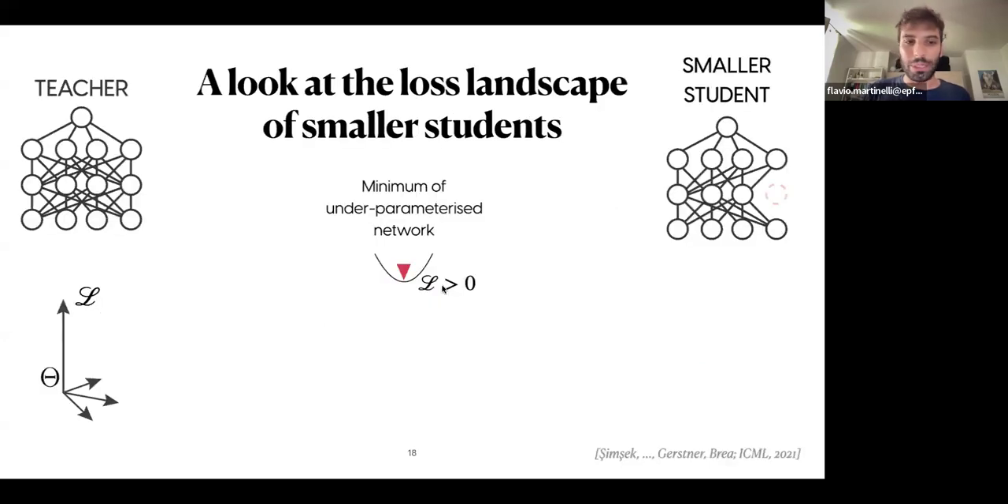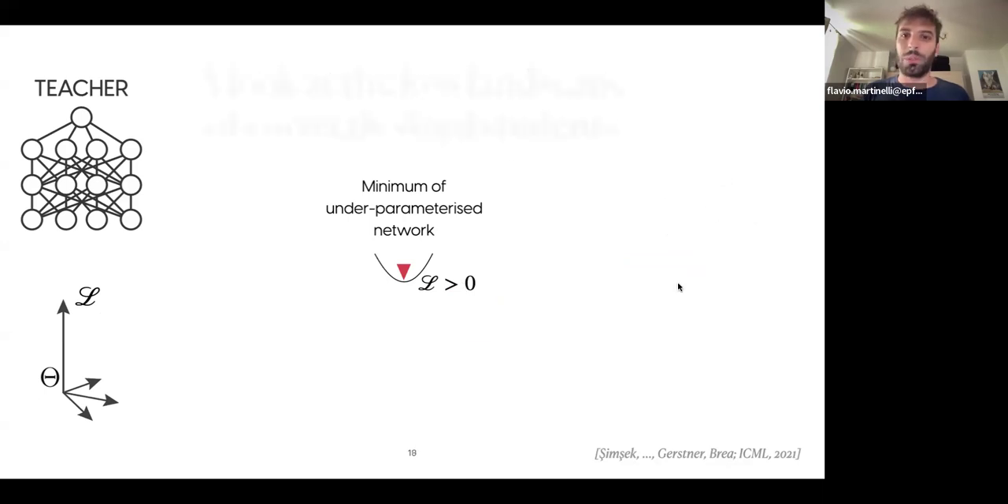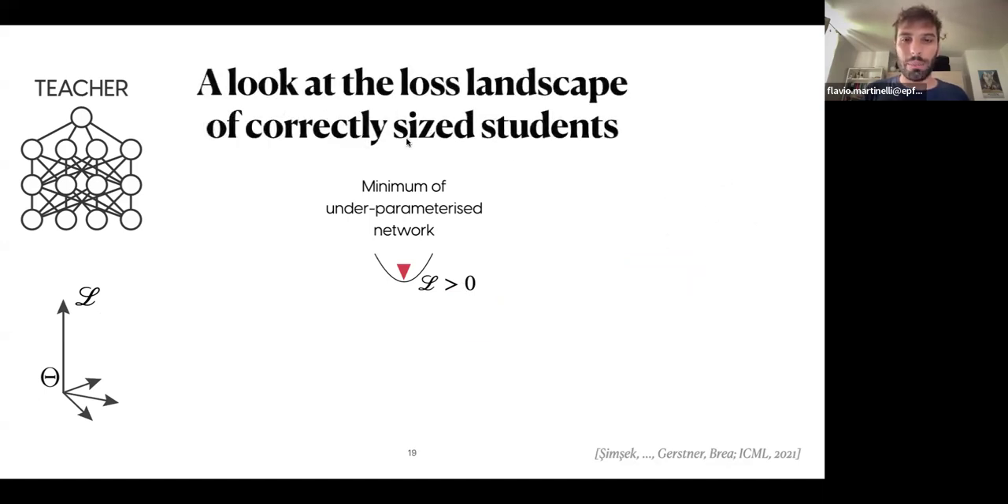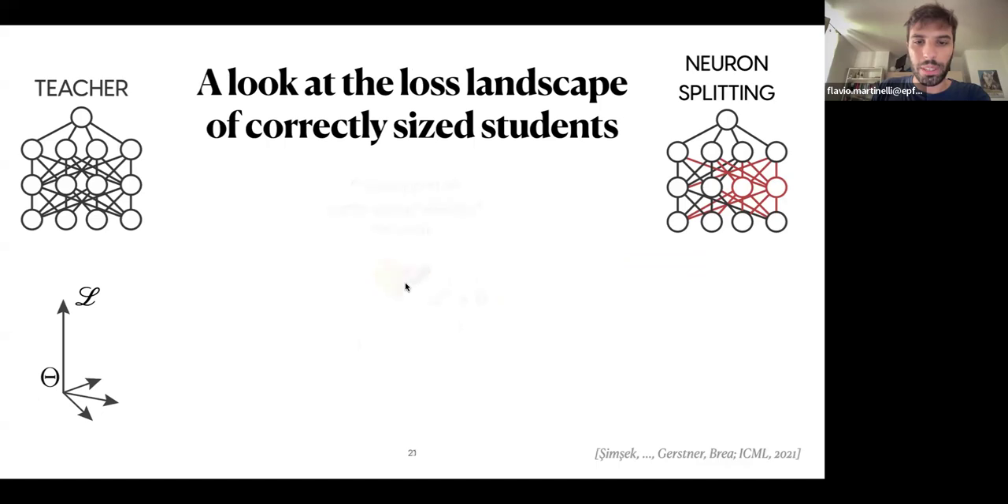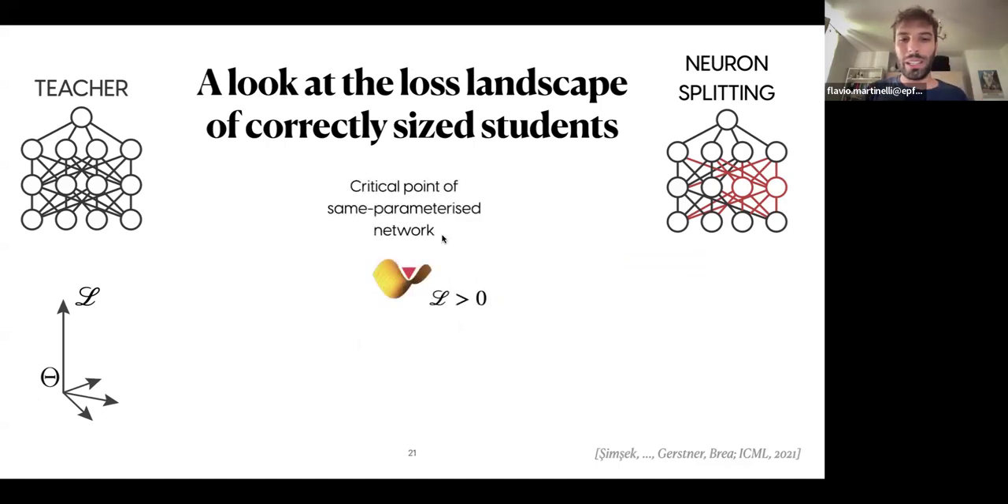So if we go back to the canvas, I'm changing the title here and I'm changing the network. Now we're looking at the loss landscape of correctly sized students. That is because I added a neuron, this split neuron, and this point that we were looking at before is not a minimum anymore, but it's a critical point of the same parameterized network, meaning that it's a point, again, at loss higher than 0, but the gradient is 0. I cannot really tell if it's a local minimum or a saddle. It could be a saddle.